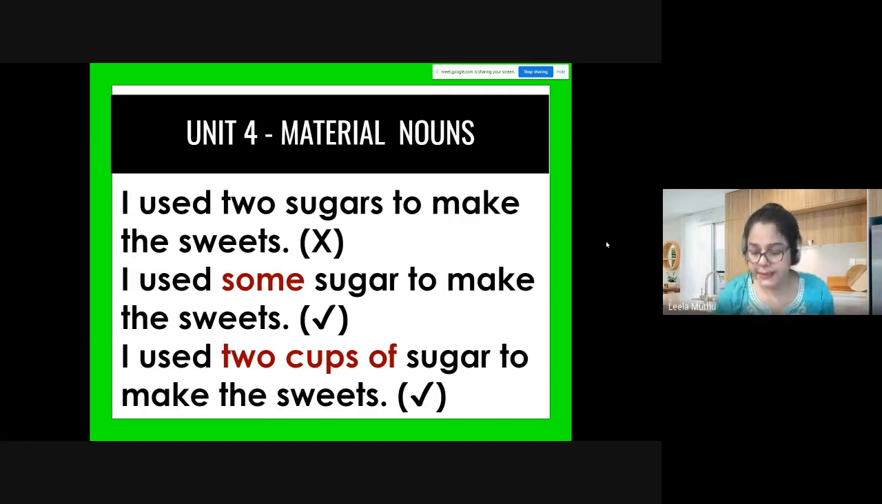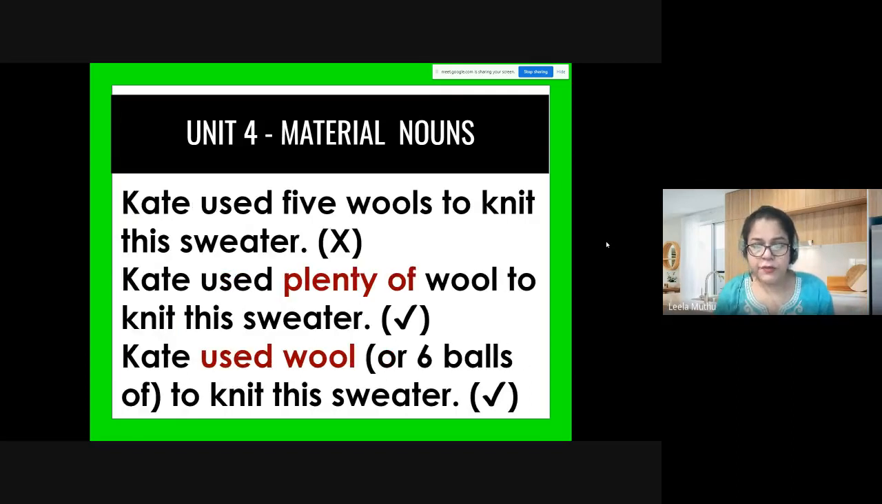Kate used 5 wools to knit the sweater. 5 wools? What does she mean by that? Is it 5 strands of wool? Or is it 5 balls of wool? Or is it like 5 buckets of wool? What is she talking about? You can't say 5 wools. It doesn't make sense. Kate used plenty of wool. Kate used wool to knit the sweater. So you know what I mean.